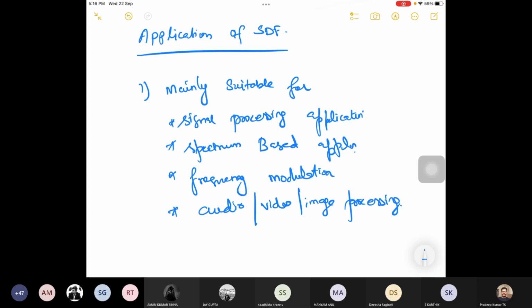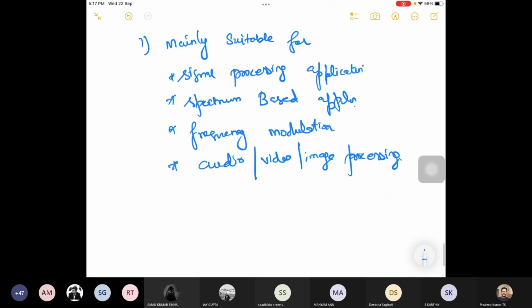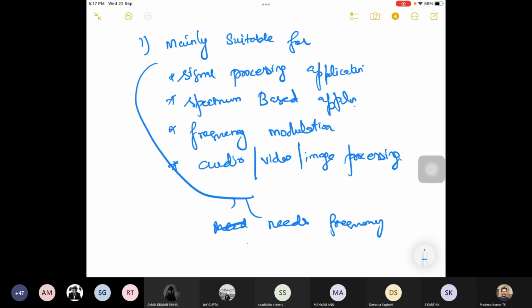That's why when we saw examples, we saw all the examples related to signal processing applications. Applications of SDF mainly deal with this, because all these things need frequency, as timing is not important. So this is about synchronous data flow.